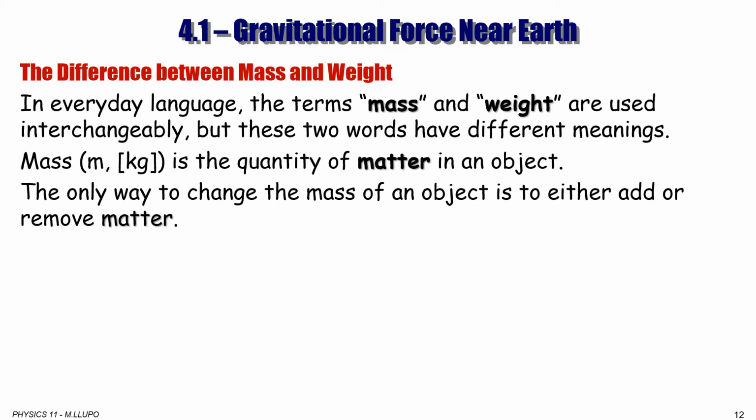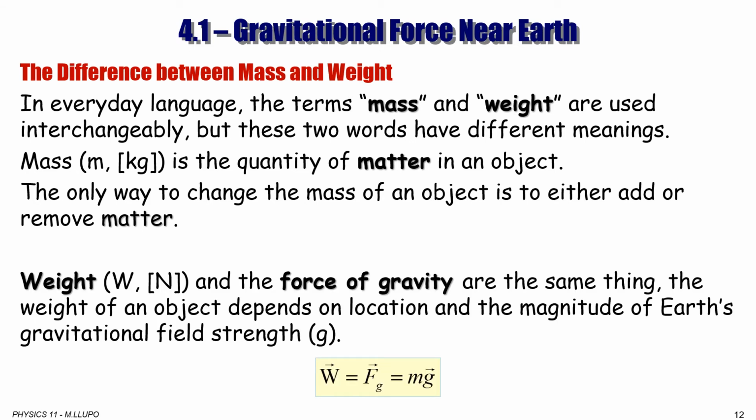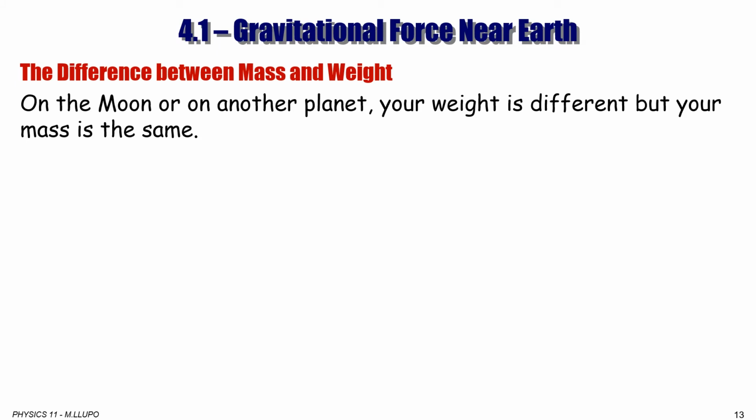The only way to change the mass of an object is either to add or remove matter. So weight and the force of gravity are the same thing. The weight of the object depends on location and the magnitude of Earth's gravitational field strength, g, or gravitational acceleration. So the weight is equal to the force of gravity, which is equal to mass times gravitational acceleration, or gravitational field strength. So mass is different from weight.